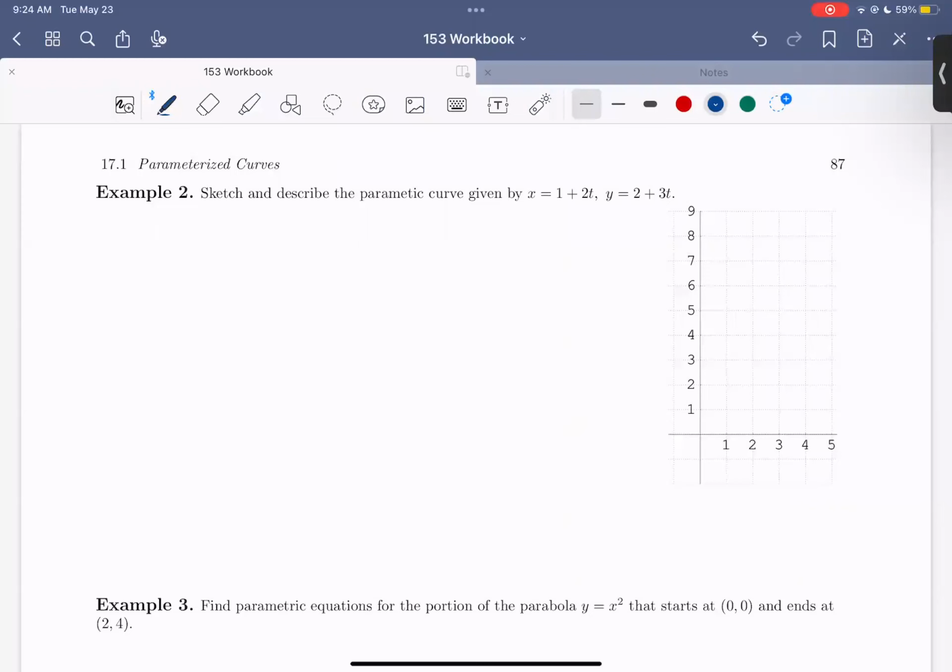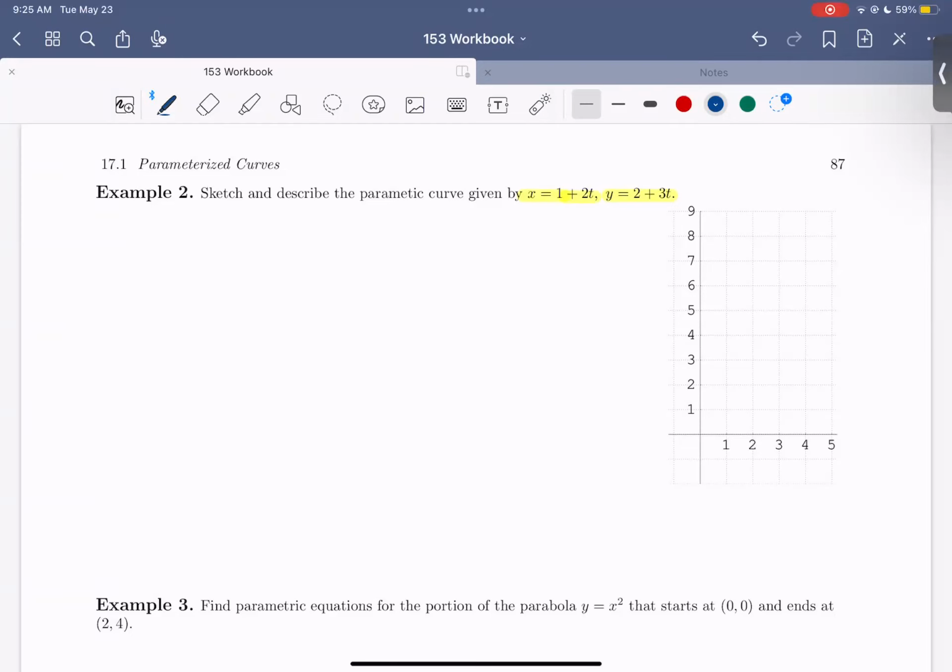In this video, we're going to look at example 2 in section 17.1. In this example, we're again going to sketch a curve that's described by parametric equations. Here we're given the equations x equals 1 plus 2t and y equals 2 plus 3t. Notice in the previous examples, we were given coordinates that included sines and cosines. Here we don't, so right away, we might not be able to tell what kind of curve we have.